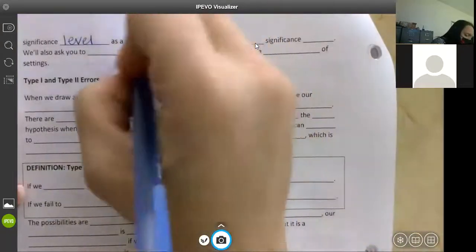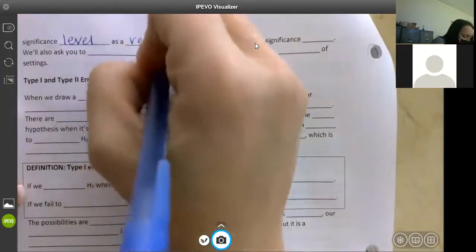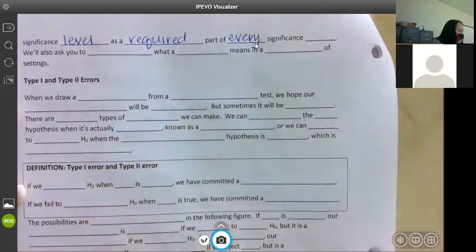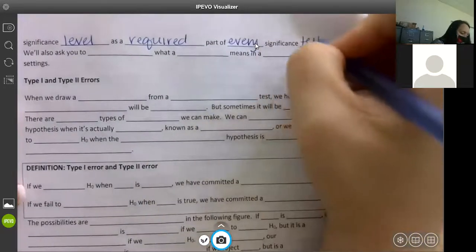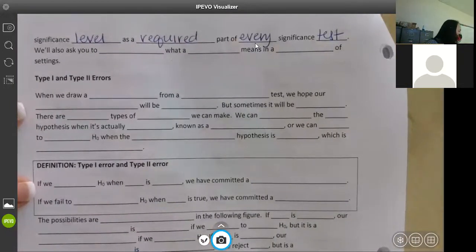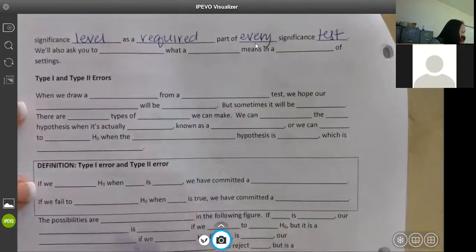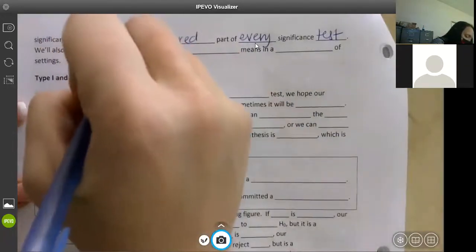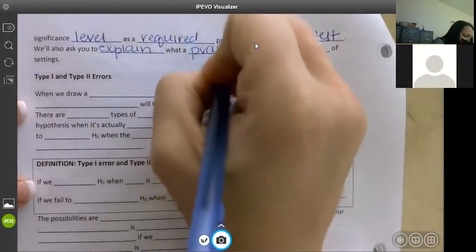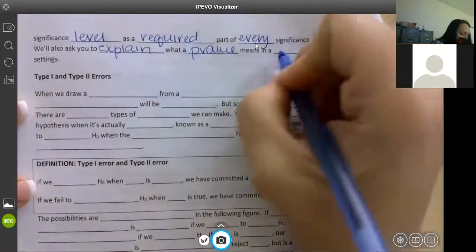as a required part of every significance test. Okay, so again, that's in that state, plan, do, conclude, you have to state your alpha level, and it will change throughout the problems, but the most common one is 0.05. We'll also ask you to explain what a p-value means in a variety of settings.